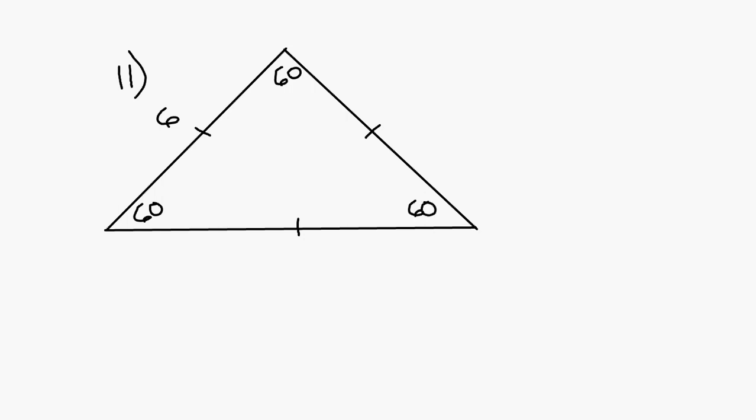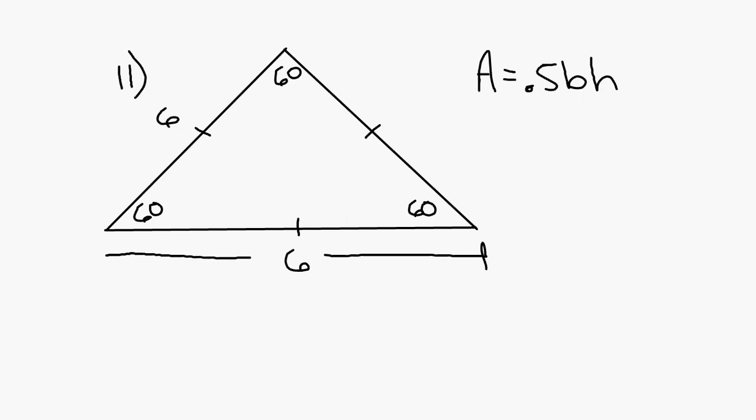So look, area of a triangle equals 0.5 times the base times the height. It says that all the sides are 6. So your base is right here. It's 6. What you need is this. You need the height of this triangle.